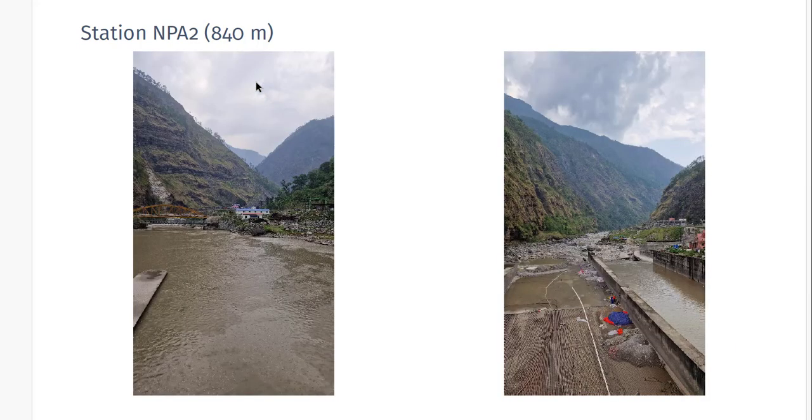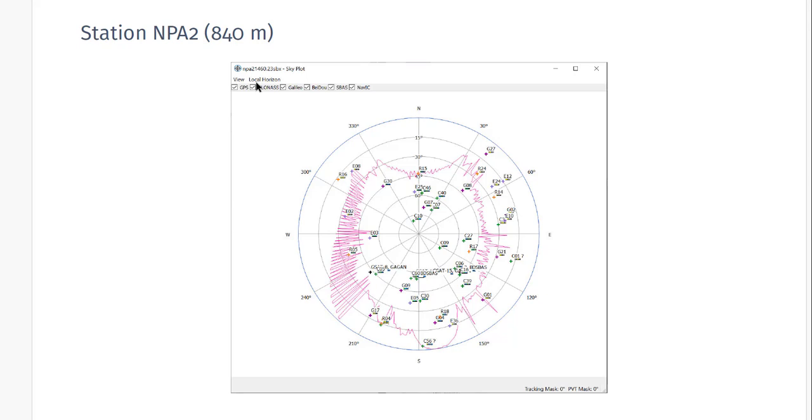When we move up the valley, we have set up a second station about 350 meters higher. This is our NPA2 station that we set up in one of the dam sites that, by the way, got also flooded during the big flash flood, the glacial lake outburst flood in July. This is in a more dense valley. So we see that the western side is pretty much blocked out because this is in the bottom of a valley and there's a steep mountain range on the western side, so we can't see that, and that's what is shown here on the sky view.